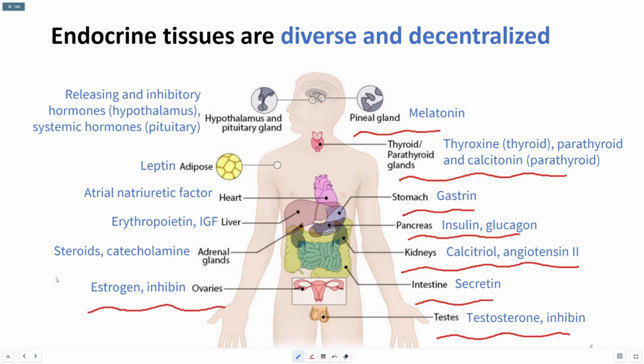The adrenal glands will secrete steroids and catecholamines. The liver creates EPO and IGF. And the heart produces atrial natriuretic factor. The adipose tissue creates leptin. And the hypothalamus and pituitary gland can release some of the key releasing and inhibitory hormones, which we'll talk about.